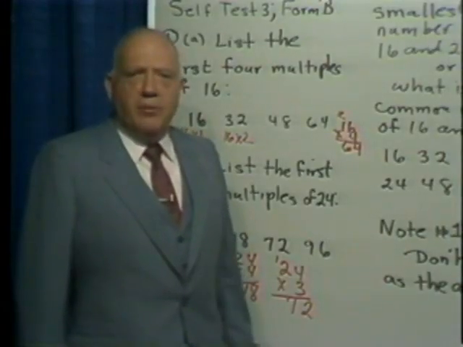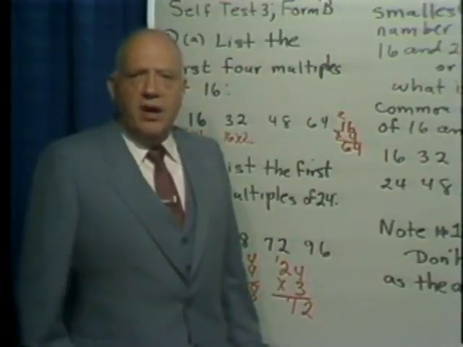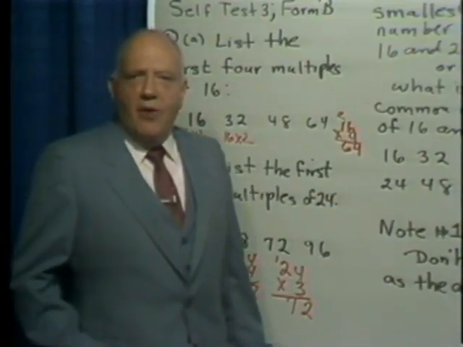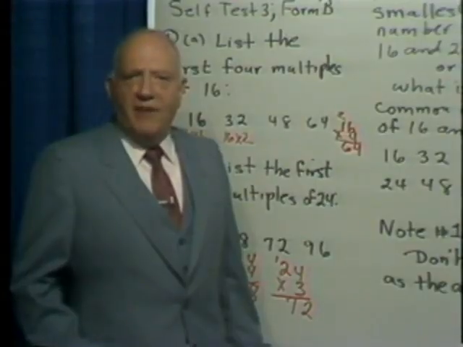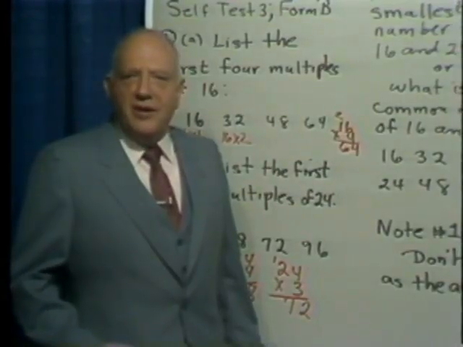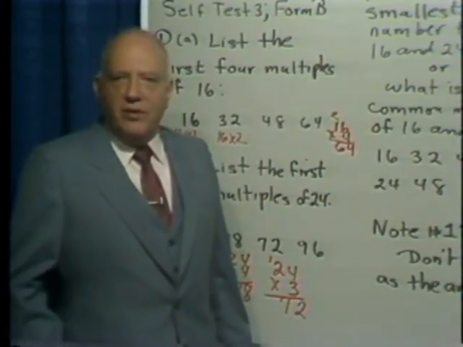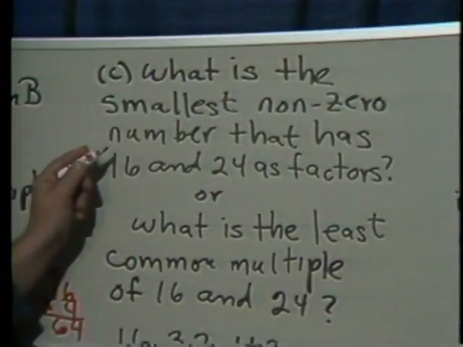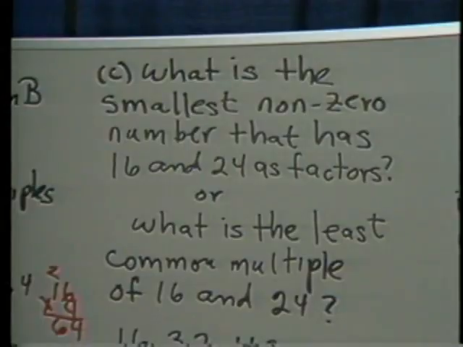Part C of this problem is extremely important, not so much just for getting the right answer, but because it's going to play a vital role in the next module. For this reason, I want you to get used to the wording of Part C, because you're going to hear it several times during the remainder of the course. Part C says, what is the smallest non-zero number that has 16 and 24 as factors?